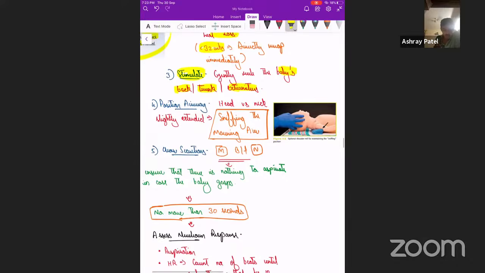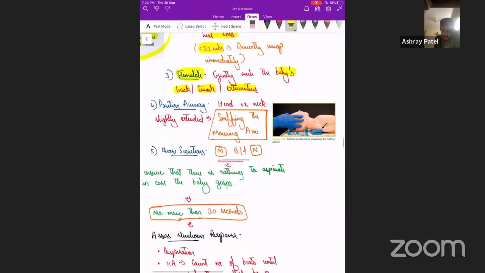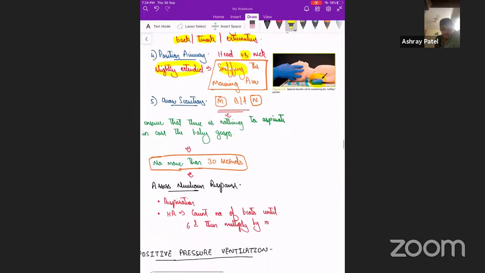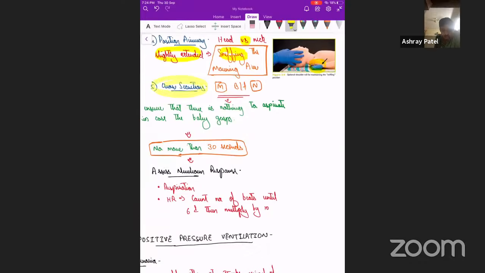Then we position the airway in such a way that the head and neck are slightly extended. It shouldn't be too much extended. If needed, a shoulder roll can be put here. A slightly extended neck is called the sniffing the morning air position. We position the airway that way, and finally clear the secretions. First, we clear the secretions from the mouth, and then the nose.